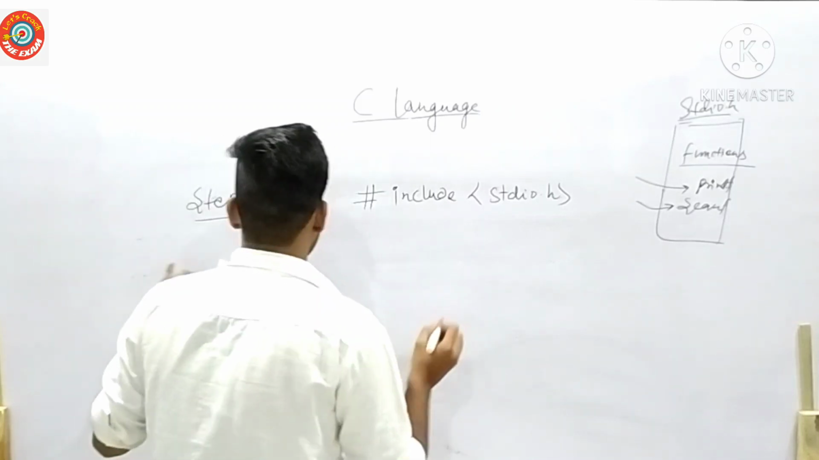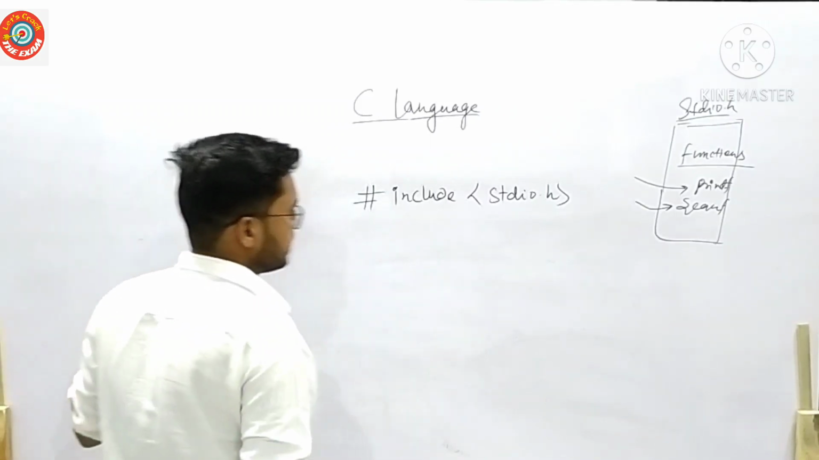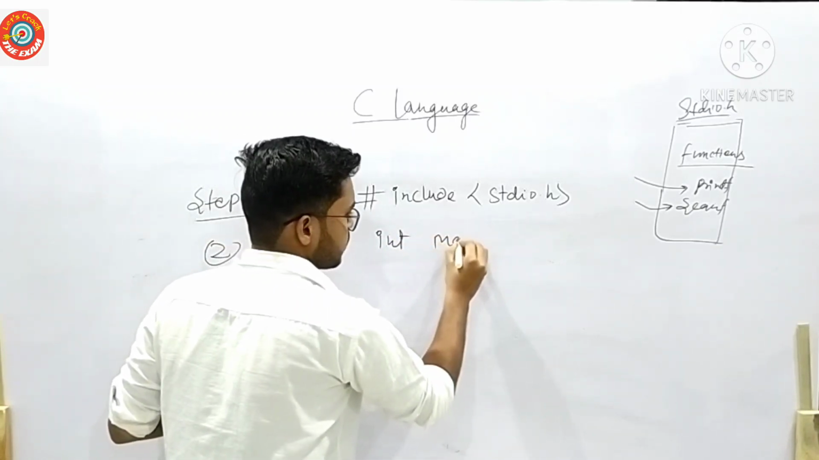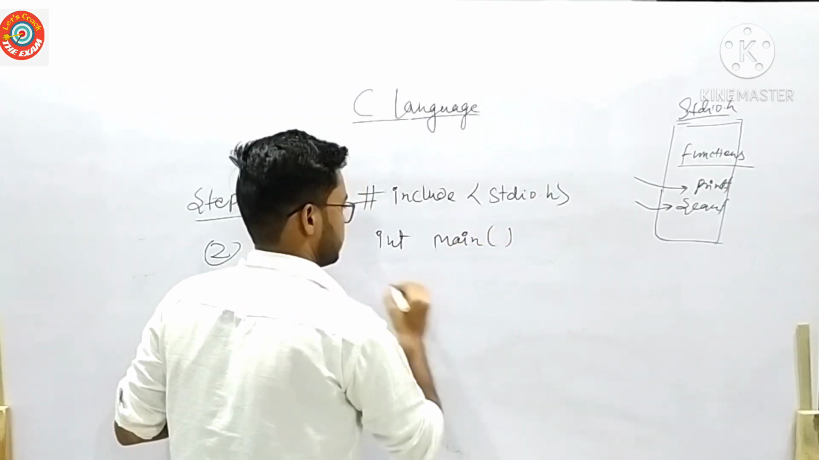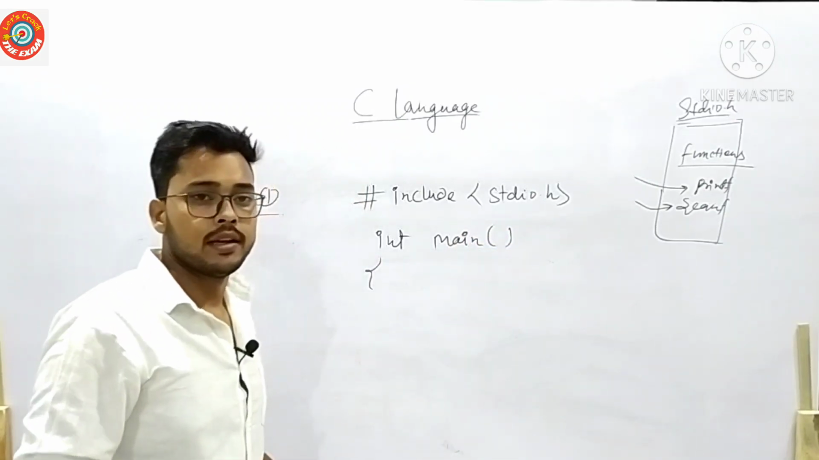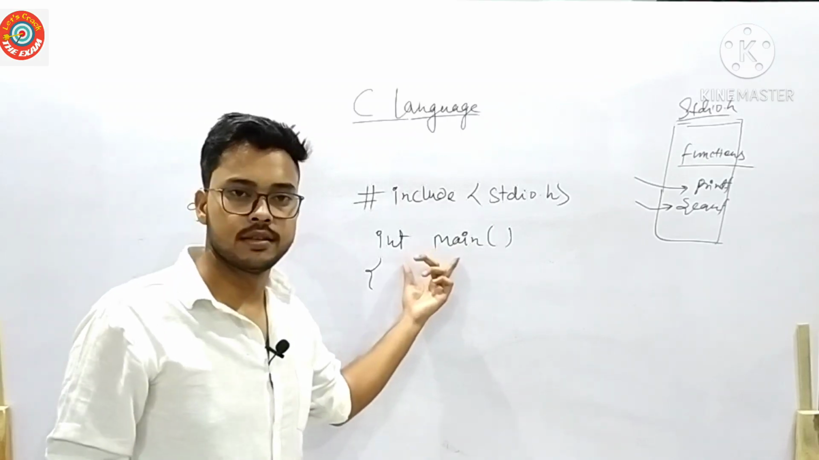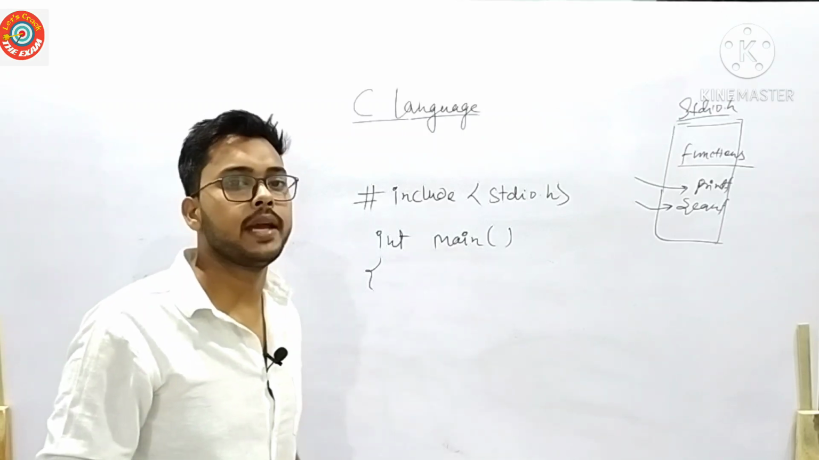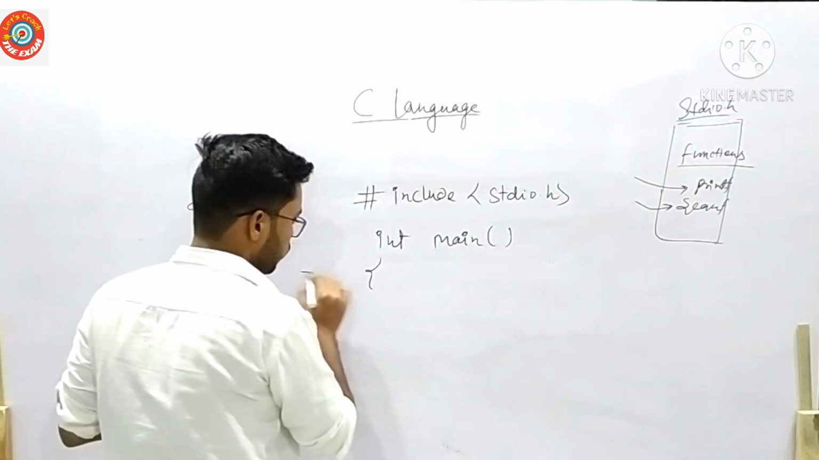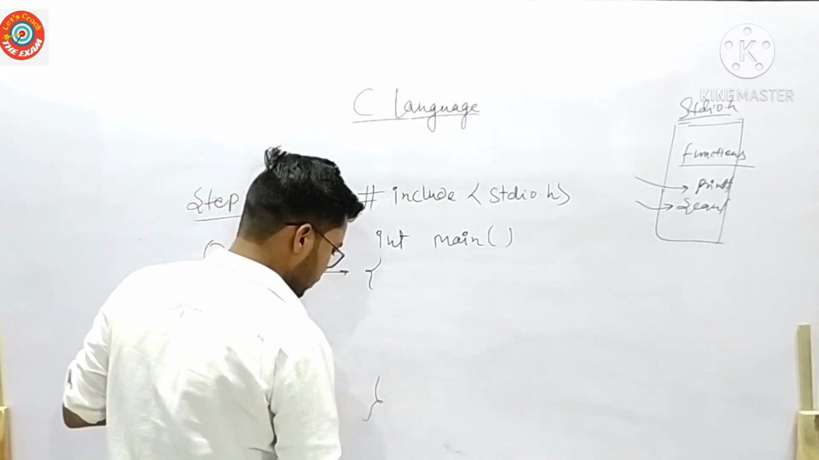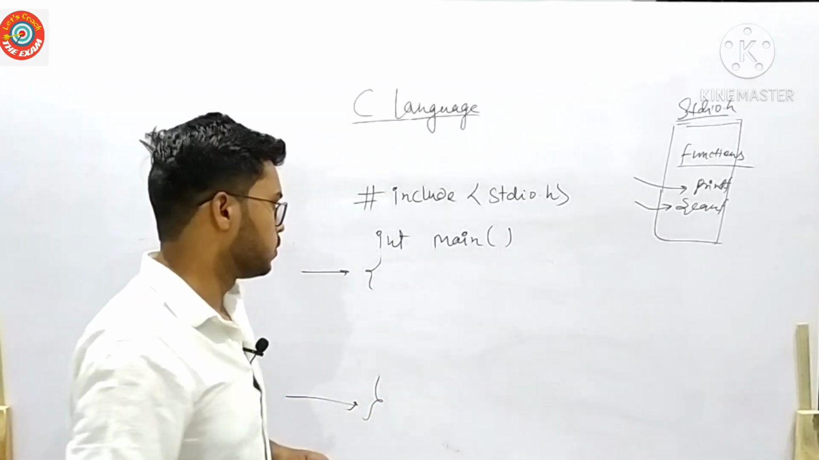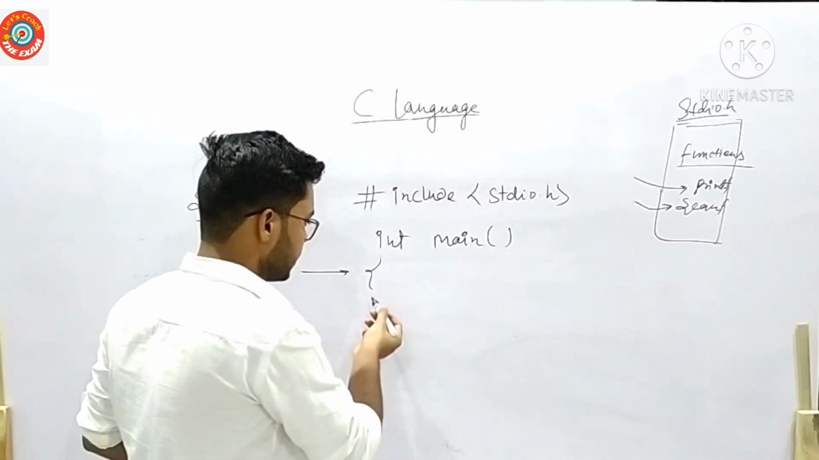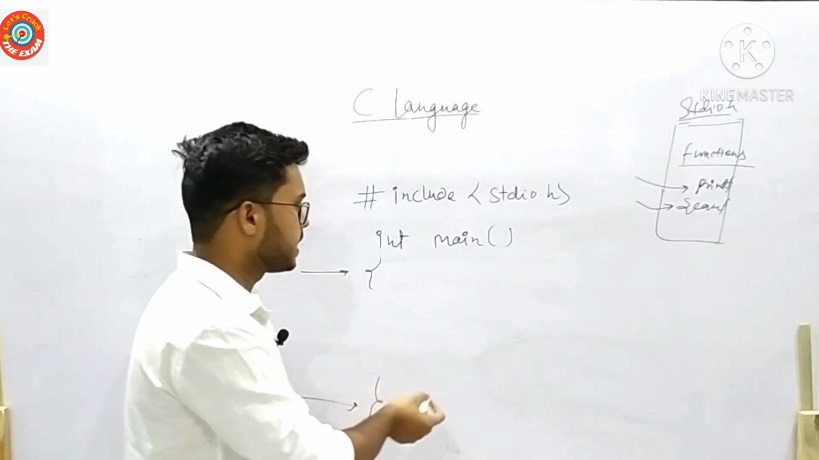Okay, so now the second step is writing the main function. Okay, in every program the main function is necessary. Without the main function the program will not be executed. Okay, so this is the opening bracket of the main function and this is the closing bracket of the main function. So everything we want to write in our program, we will write in between these brackets. We will write inside the main function.